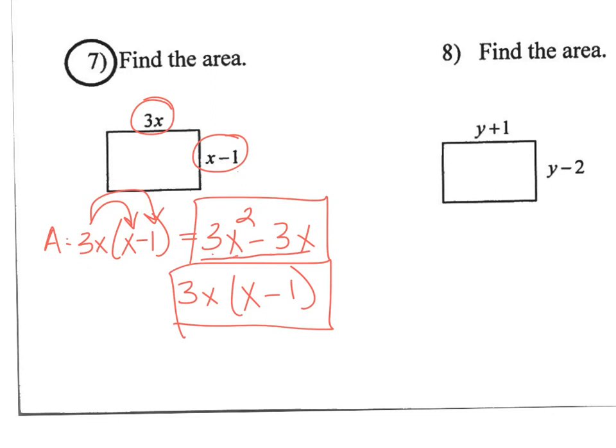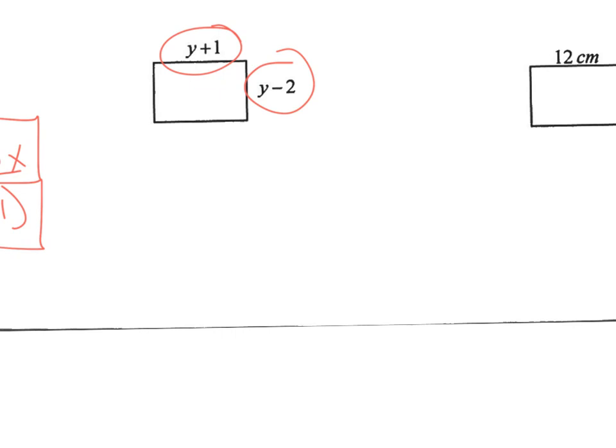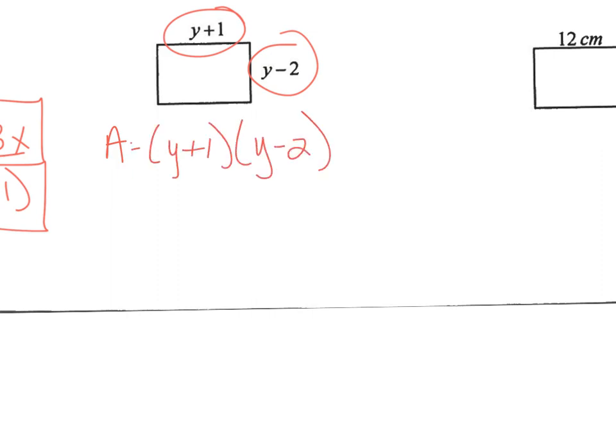All right, so that's number 7. If you look at number 8, let's do number 8 together because that's a little tricky. I'm not going to lie. What you're going to do is multiply y plus 1 times y minus 2 for the area. You're going to double distribute, which is really just FOILing. Do you remember FOIL, first, outer, inner, last?